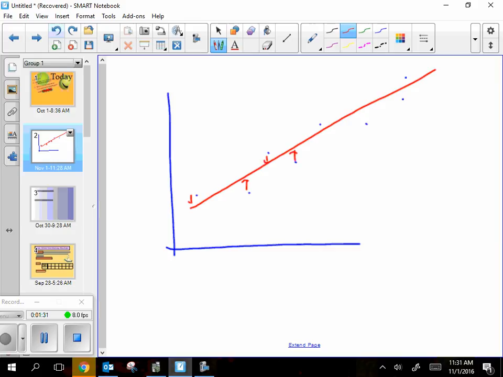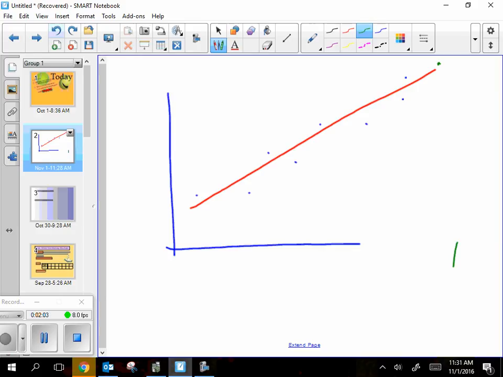Notice, it doesn't even go through one of my points, but it figures out how far off it was and minimizes that distance so that it is as close to perfect as it can be with the least amount of error. There's error on every single point, but it's still a straight line that we can then use to make predictions about where the dot should be if we go a little further over, like over here, the dot should be about there because the line can tell us.